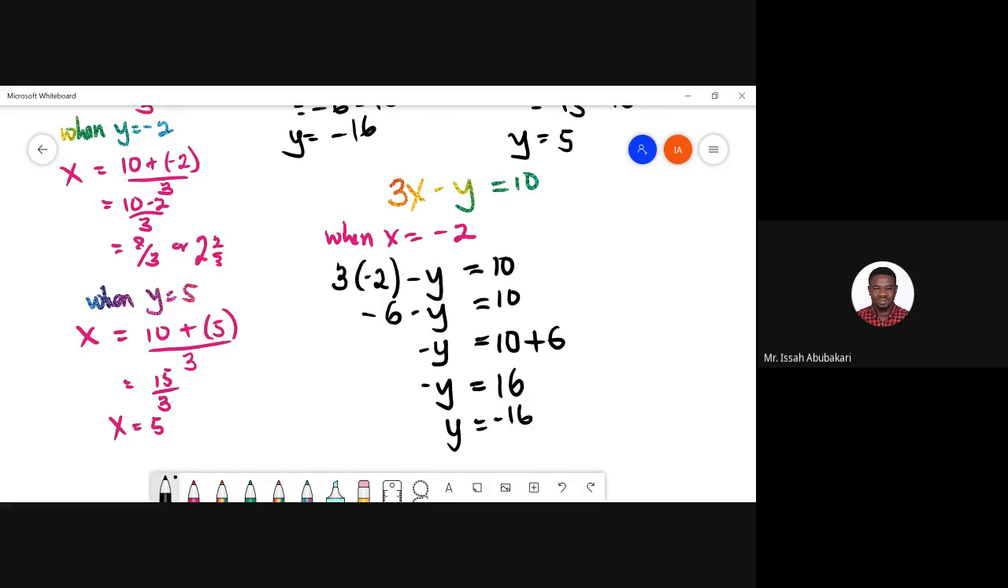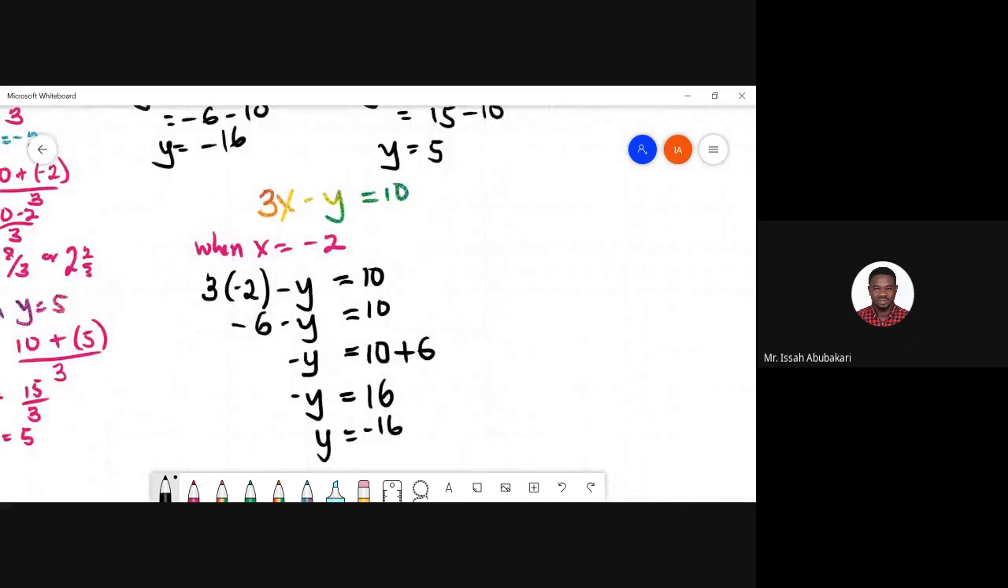Right. And the second part says that when x is equal to 5, how do we solve it using method 1? Just substitute it in the original equation. So we're going to have 3(5) minus y is equal to 10. After that, we will look at the importance of method 1 and method 2, okay? 3 times 5 is what? 15 minus y is equal to 10.